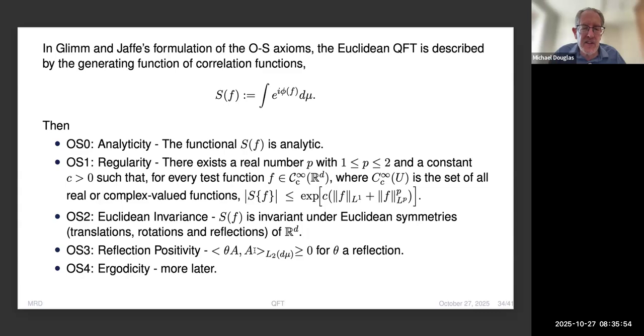You cut space into two parts. You imagine one direction is time, and then there's positive time and negative time. And that A is supposed to be a test function only supported in positive time. And theta is its reflection, just exactly t goes to minus t, now supported at negative time. And then any expectation value of the product of these things should be non-negative.